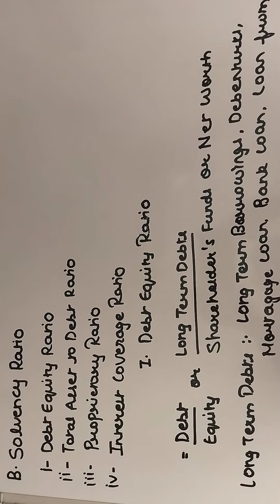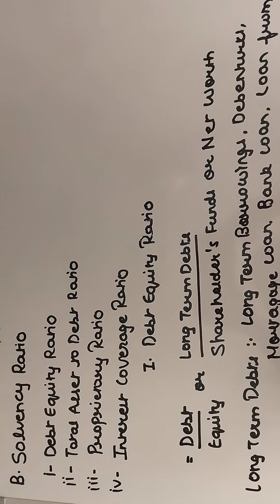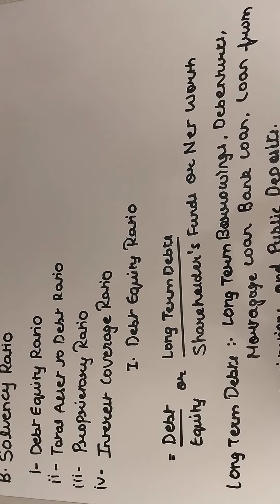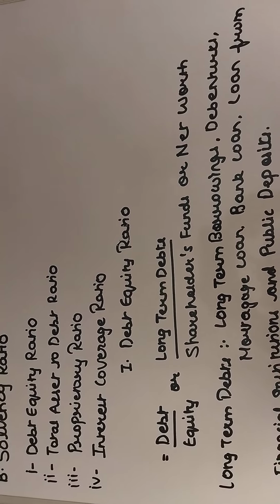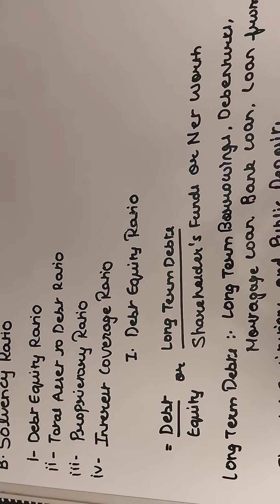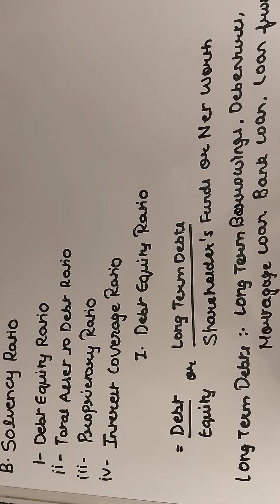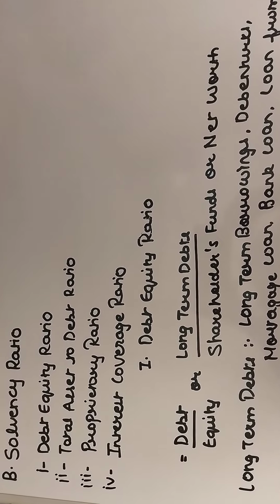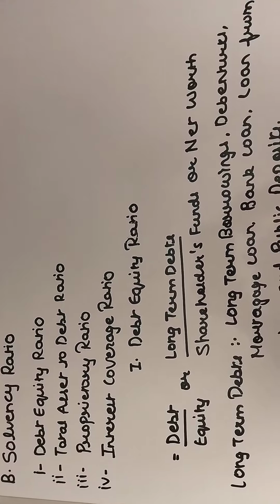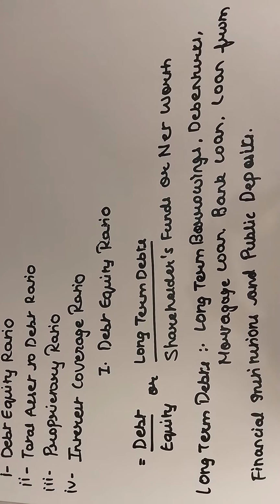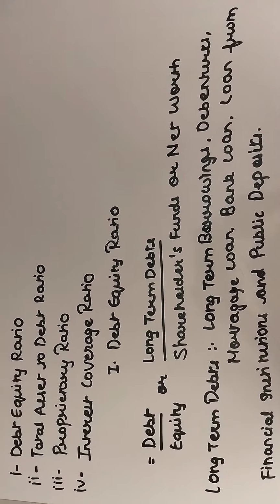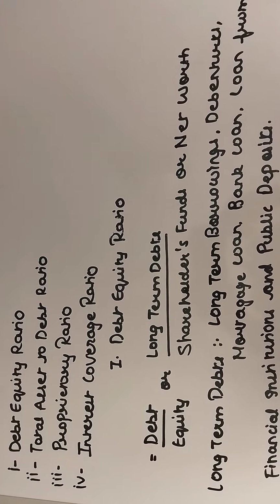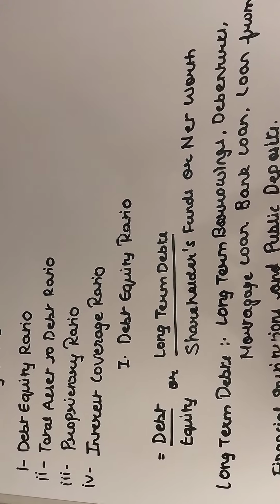Here again we have four types of ratios. First, debt equity ratio. Second, total assets to debt ratio. Third, proprietary ratio. Fourth, interest coverage ratio. Take the example when debentures are due. At the time of issue of debentures, the company declares that after 5 years the company is going to repay the amount. That comes under the category of solvency ratio.